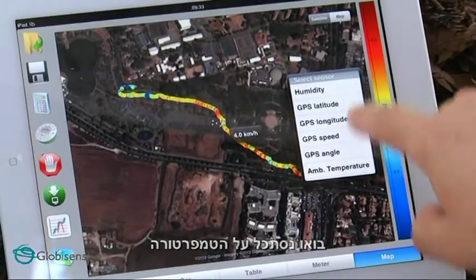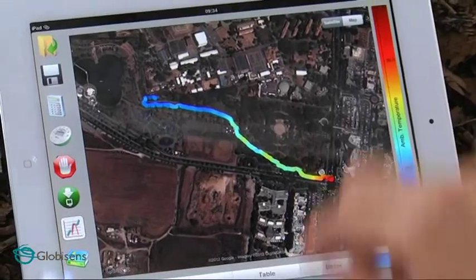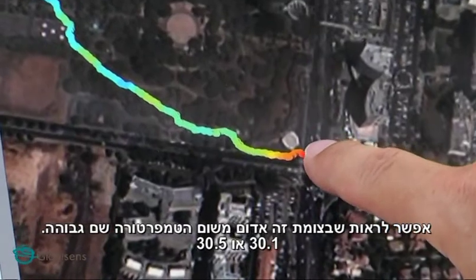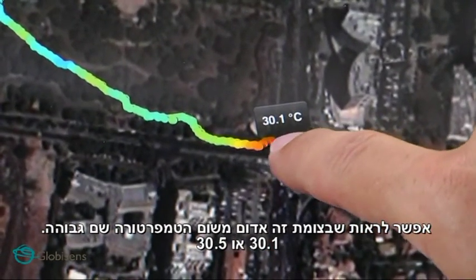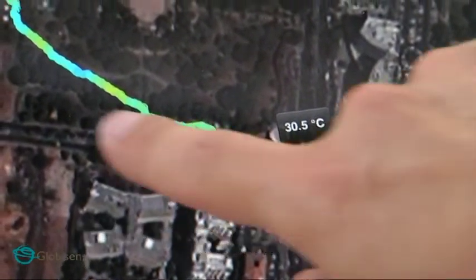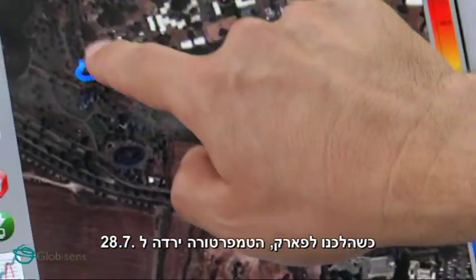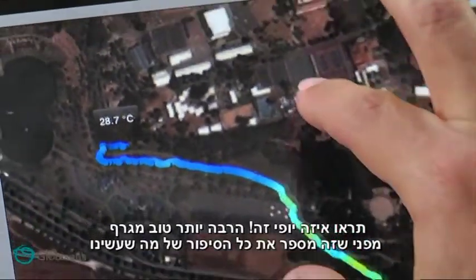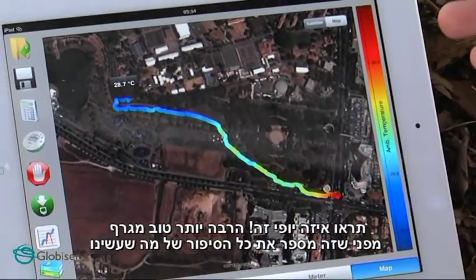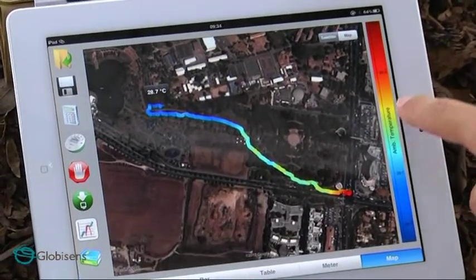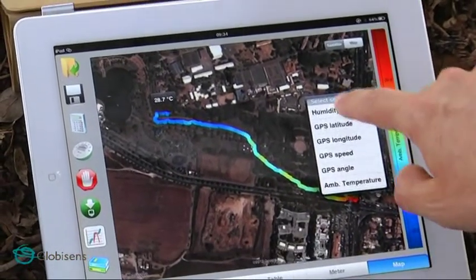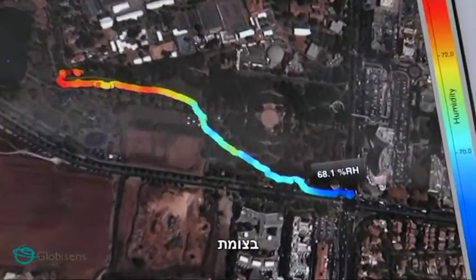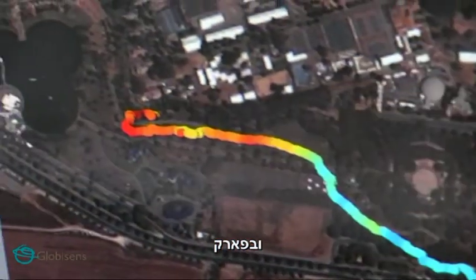Let's see the temperature. In the junction you can see it's red because the temperature is high, 30.1 or 30.5. When we walk to the park, the temperature went down to 28.7. Look how beautiful this is. Much better than just a graph because it tells the full story of what we did. The same goes with humidity. In the junction and in the park.